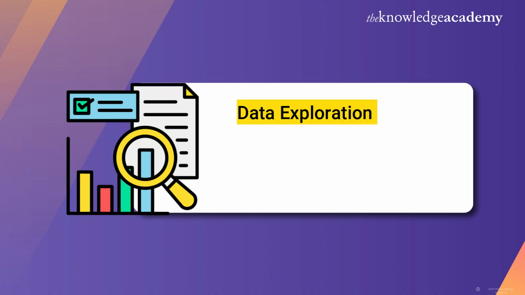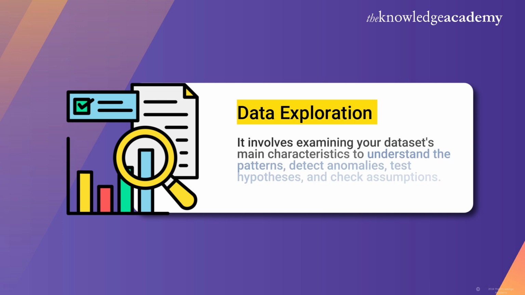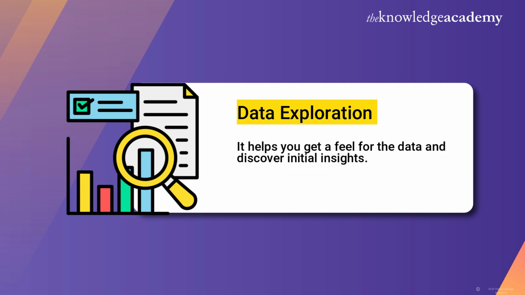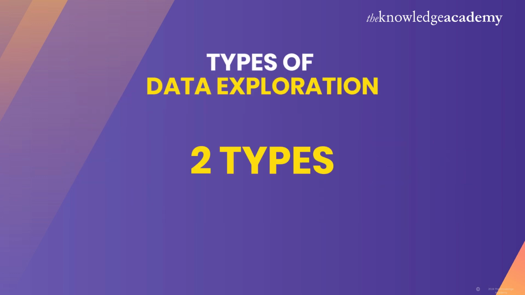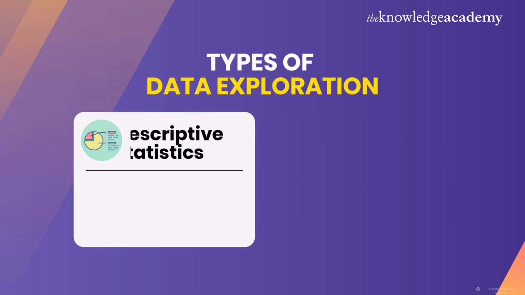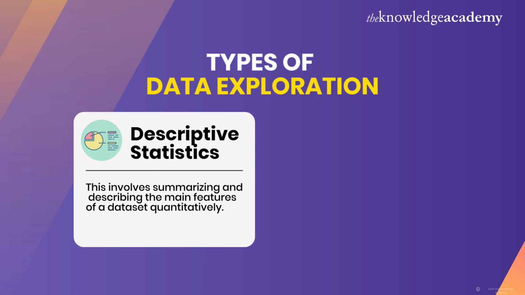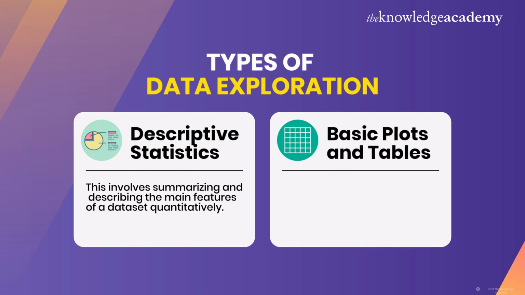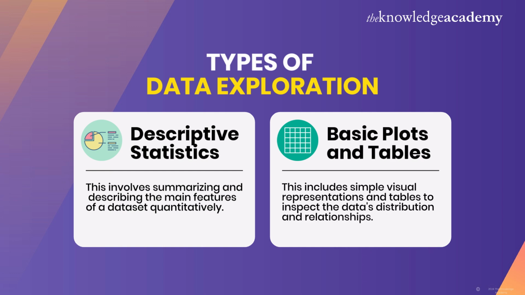First, let's talk about what data exploration is. Data exploration involves examining your dataset's main characteristics to understand the patterns, detect anomalies, test hypotheses, and check assumptions. It helps you get a feel for the data and discover initial insights. There are two main types of data exploration. First is descriptive statistics. This involves summarizing and describing the main features of a data set quantitatively. Second is basic plots and tables. This includes simple visual representations and tables to inspect the data's distribution and relationships.